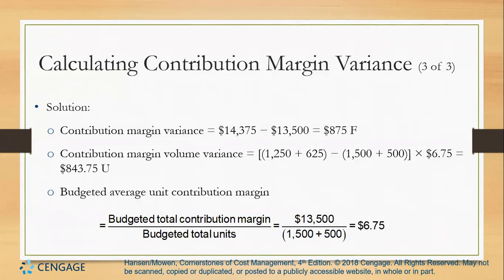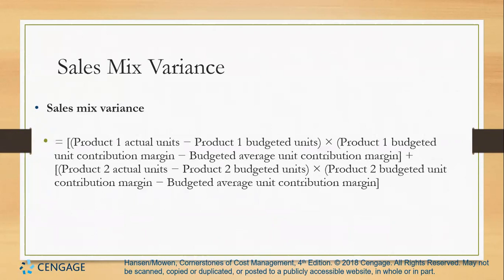The variance is unfavorable. The budgeted average unit contribution margin, with the formula: budgeted total contribution margin 13,500 divided by the budgeted total units, 1,500 plus 500. So we now get 6.75.